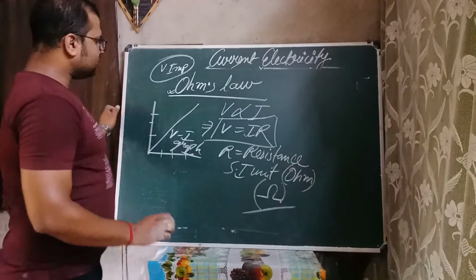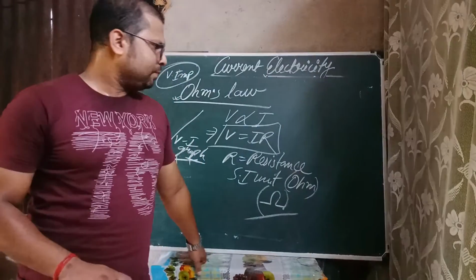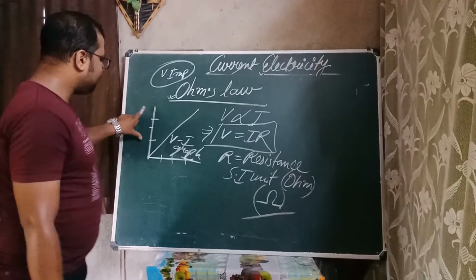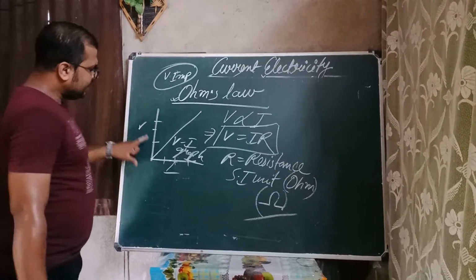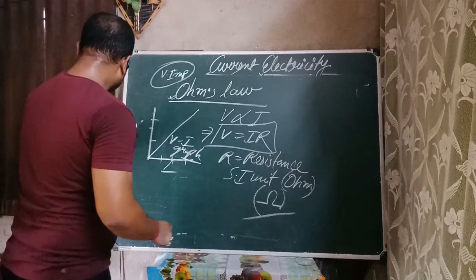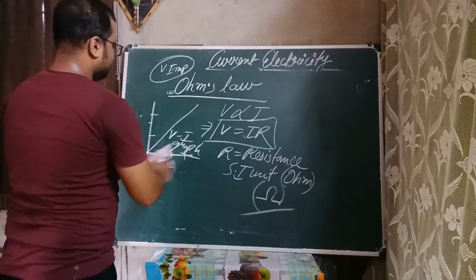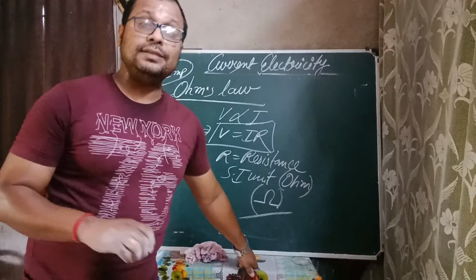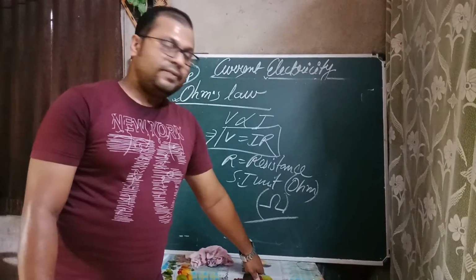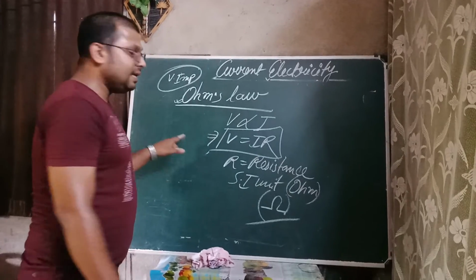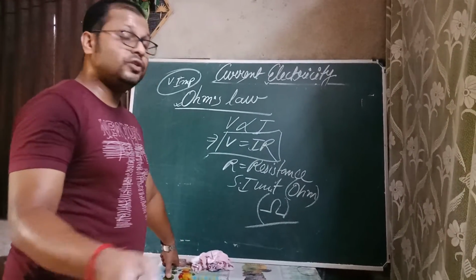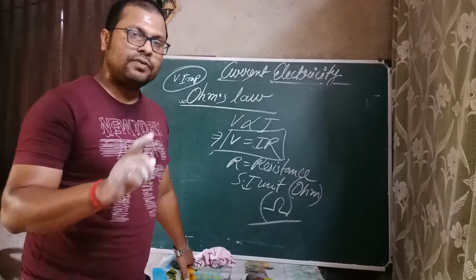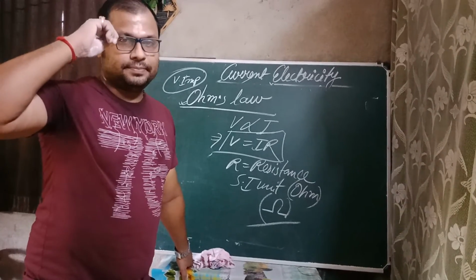In this pandemic it's not possible to do the lab experiments, but you can see it explained in the book. We plot V and I here, and we get a graph which is a completely straight line. If it is not a straight line, then it is not following Ohm's law. When we get a straight line for V and I, it is an ohmic resistor, which follows Ohm's law. And when we get a curved line or any zigzag line apart from a straight line, it is called a non-ohmic resistor.